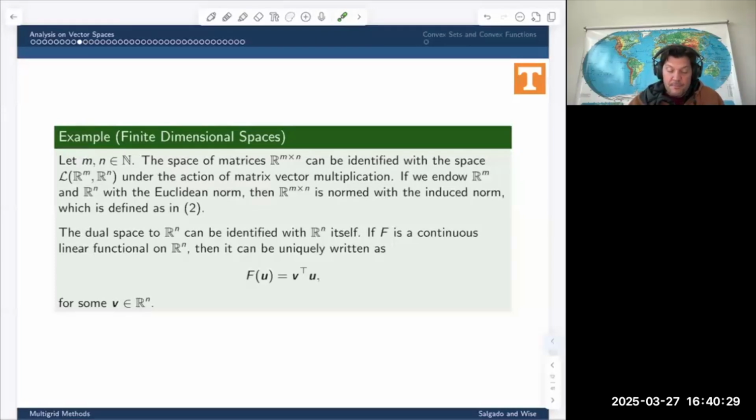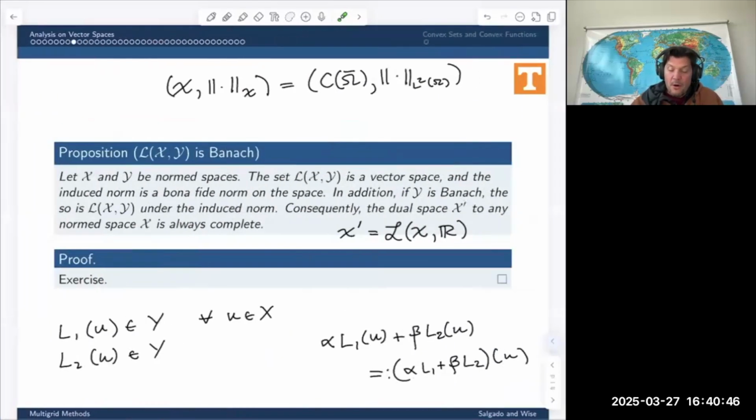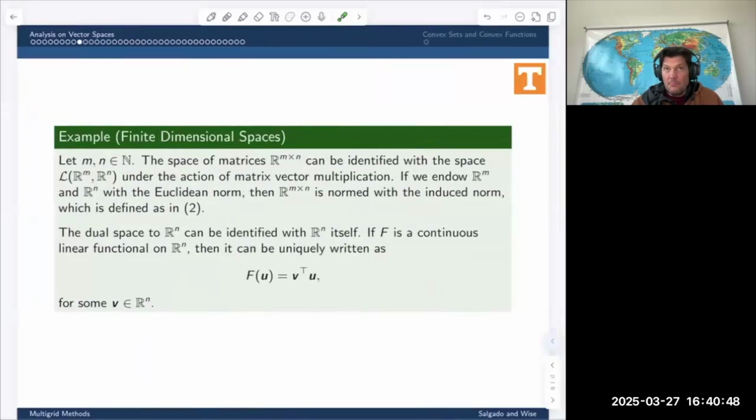So the space of matrices is normed with the induced or operator norm that we can construct according to this prescription, because I told you how to put a norm on the various spaces X and Y. That just becomes the usual operator norm, or the induced norm, for the matrix. And so we easily see that the space of matrices is a Banach space with that operator norm. What about the dual space?